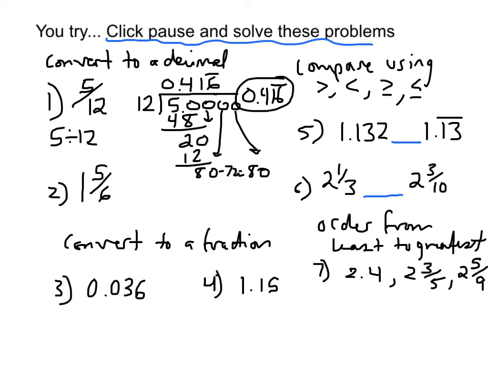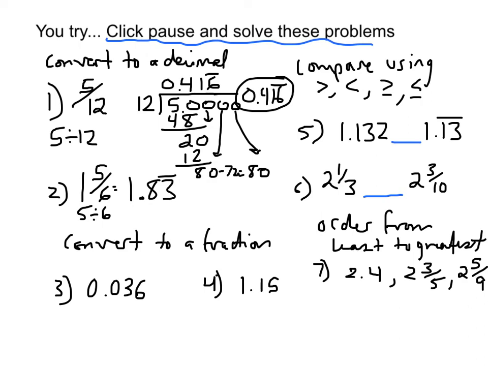Number 2, 1 and 5/6 is going to be a decimal with 1 point something. Well, I know 5/6 from Slick Tricks, its approximation is 0.84. But I could do 5 divided by 6 on a calculator, and I would get 0.83 repeating. From Slick Tricks, I know 5/6, but it's going to be 1 point something. So you should have somewhere around 1.84 or 1.83.